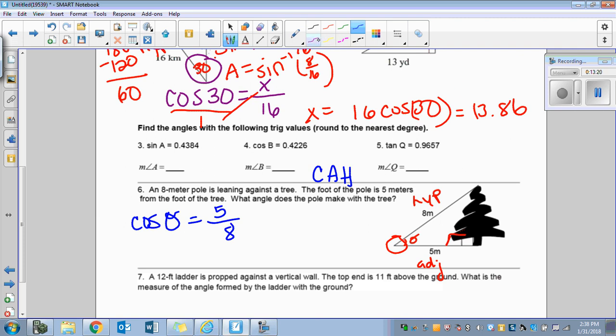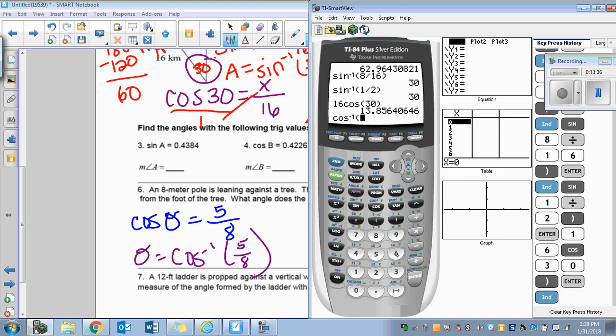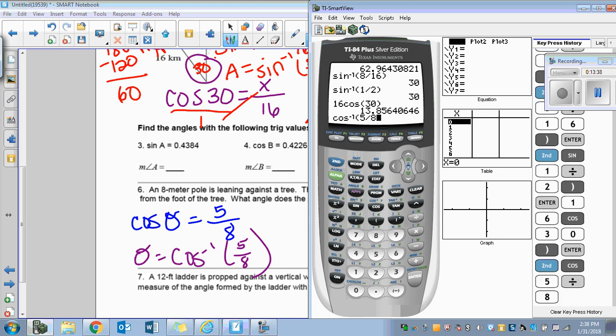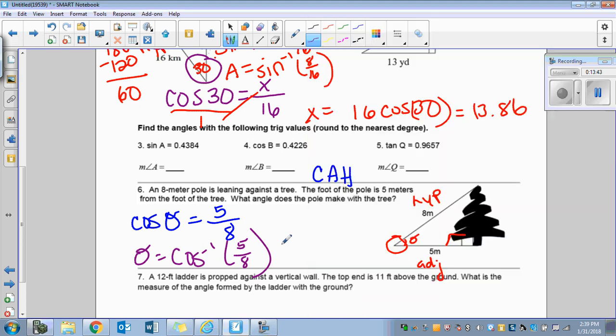All right. Now, to get theta by itself, I'm going to take the cosine inverse of both sides. So theta is equal to the cosine inverse of 5 over 8. So let's find out what theta is. That's what they're asking us for. What is the cosine inverse, second cosine, of 5 divided by 8? 51.3 degrees. That's what they're asking, the angle the pole makes.